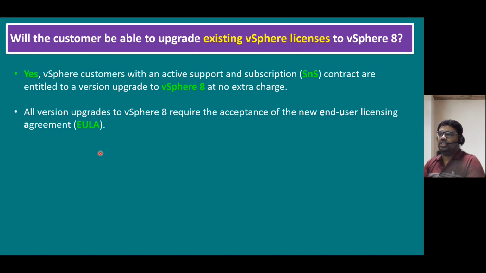Another question, will the customer be able to upgrade existing vSphere licenses to vSphere 8? Definitely the answer is yes. vSphere customers with an active support and subscription, SNS in short form, contract are entitled to version upgrade to vSphere 8 at no extra charge. So no additional charges are needed, and it is easy to upgrade to vSphere 8 if you have a support and subscription license. And all version upgrades to vSphere 8 require acceptance of the new end user license agreement. This has to be performed from the VMware licensing portal.